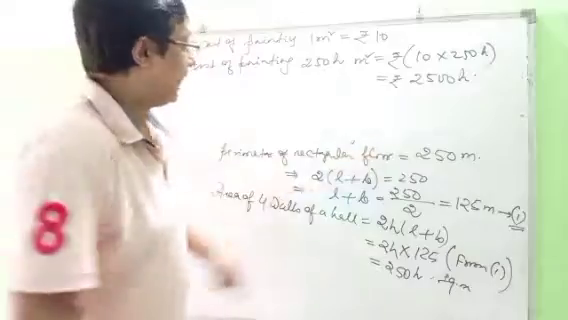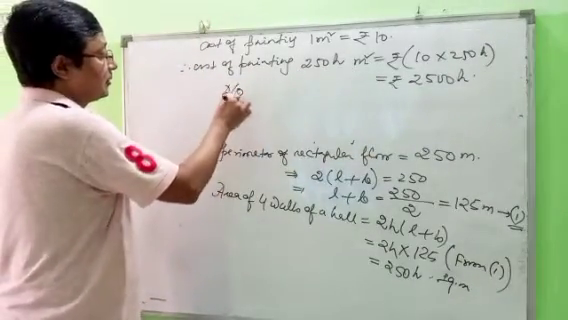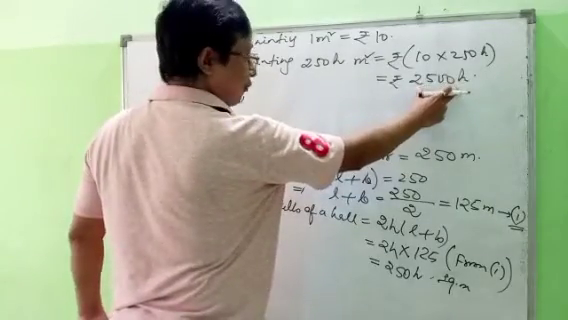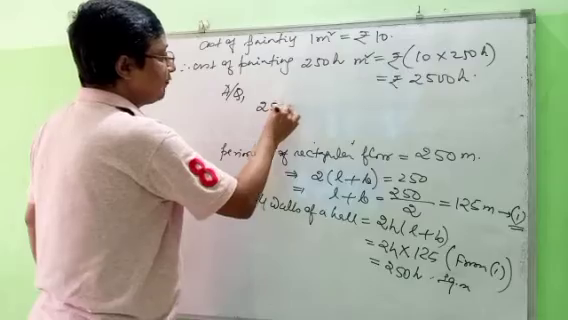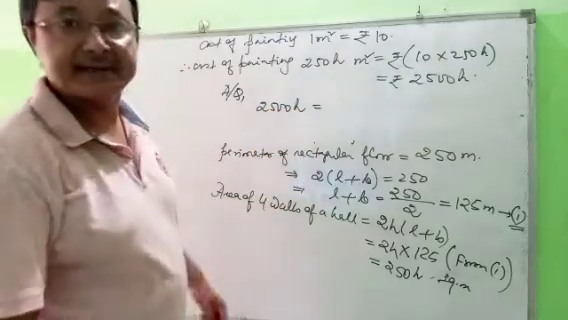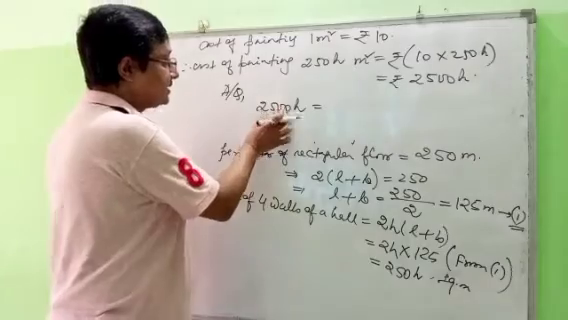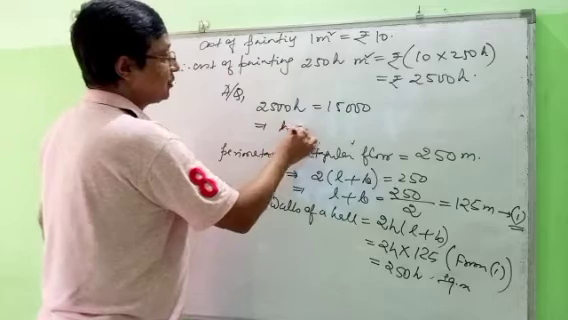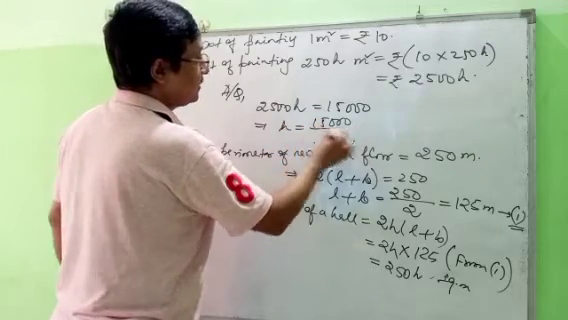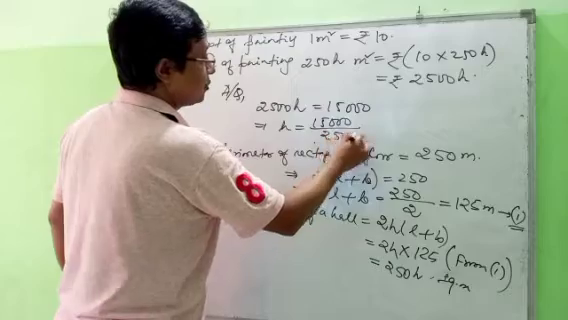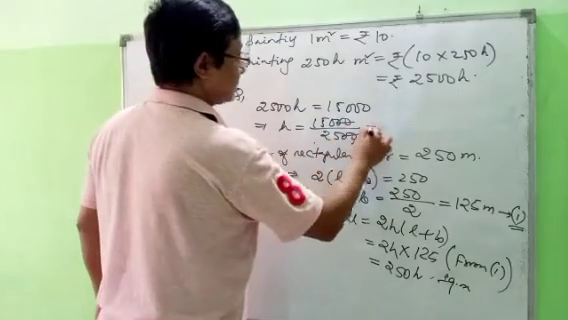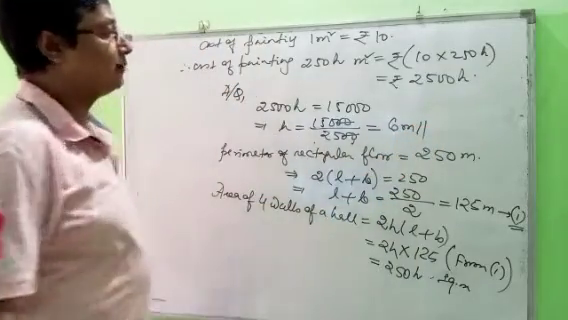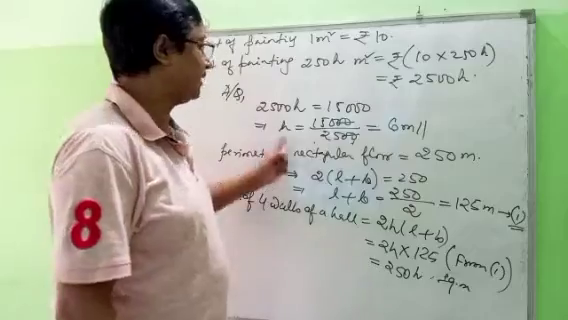So according to the question, this is the total cost of painting the 4 walls. The total cost of painting the 4 walls is also given as 15,000. So this equals 15,000. So H equals 15,000 divided by 2500. You cancel it, you will get 6. So you will get 6 meters. So this is the height of the hall.